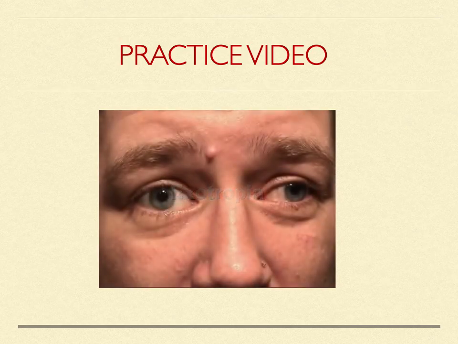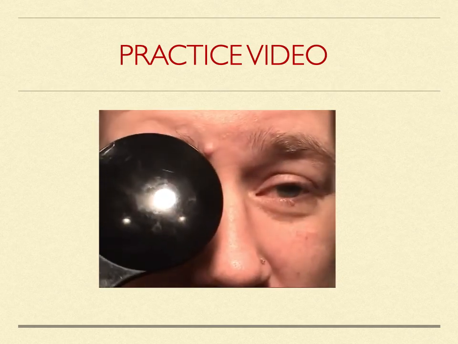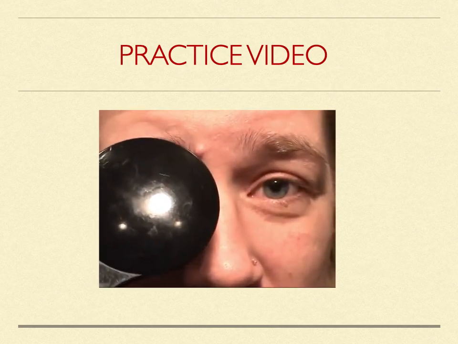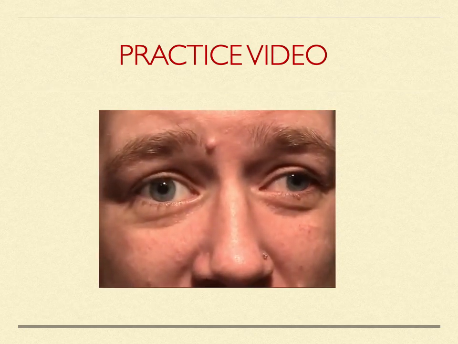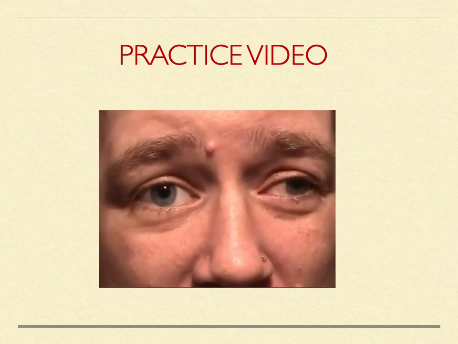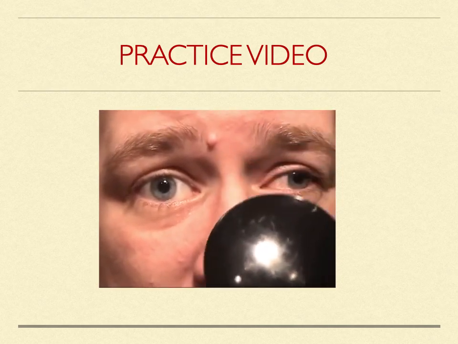Here is a patient with exotropia. The left eye is deviated outward. As the fixating right eye is covered, the left eye moves inward to pick up fixation. As the non-fixating left eye is covered, there is no movement of the already fixating right eye.